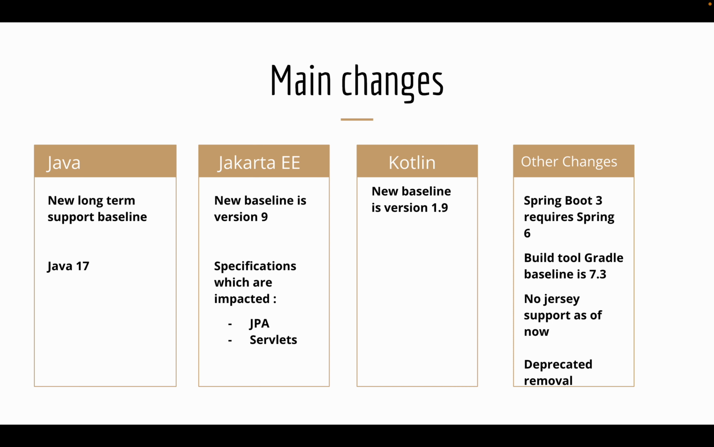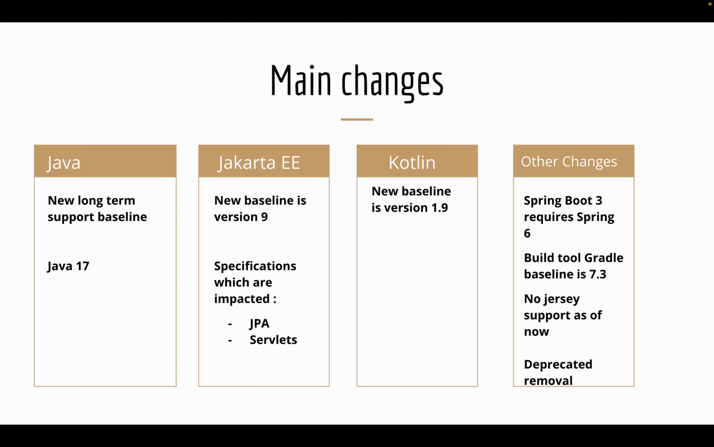Now if I talk about Jakarta EE, it also has a new baseline version. This of course goes with the new Java 17 base. Kotlin baseline has also changed. Of course, this goes with the Java 17 change. The new baseline for Kotlin is 1.9. Those who are not familiar with Kotlin, please note that this only impacts those doing Kotlin-based development. Overall, it's just a different language on the JVM itself.